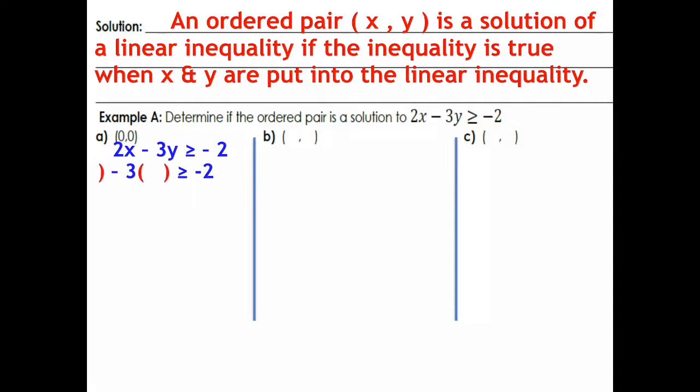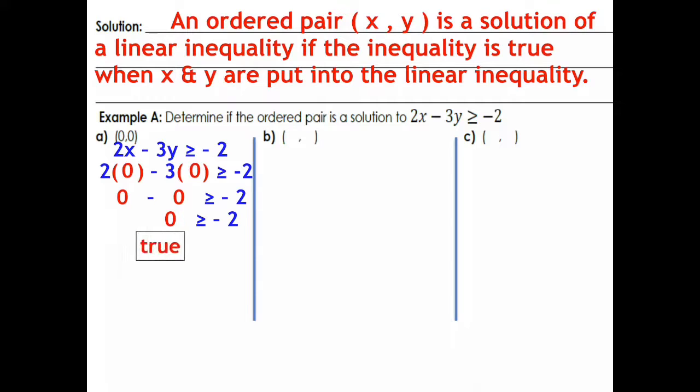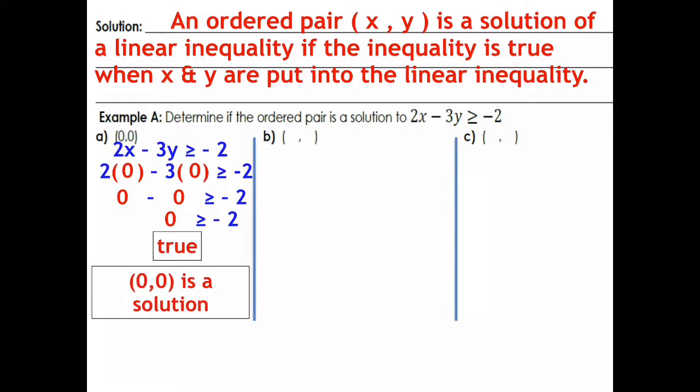Now we're going to put parentheses for the x and the y. Now they want x to be 0 and they want y to be 0, so we put the zeros in there. 2 times 0 is just 0. Negative 3 times 0 is just 0. So that's going to get me 0 is greater than negative 2. Now, is 0 greater than negative 2? Well, since it is, we're going to say true. And what that means is the point 0, 0 is a solution to that equation or that inequality.